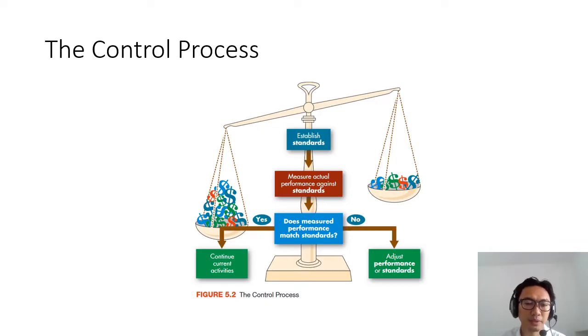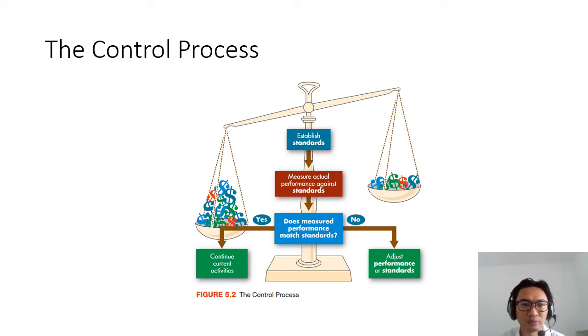Okay guys, this is the picture or diagram that shows the controlling process. My suggestion is for you to pause this video for a while, look at this diagram and read it for a while. This is easy for you to understand even by reading it.